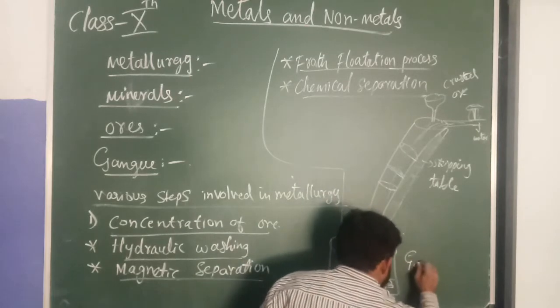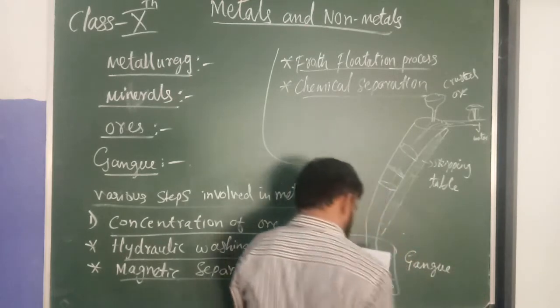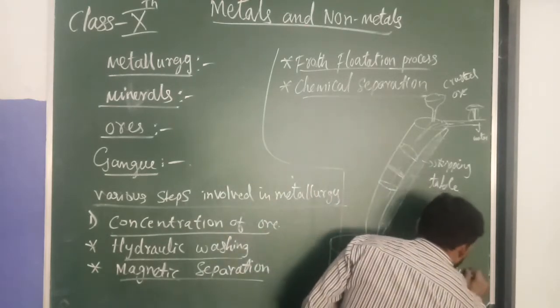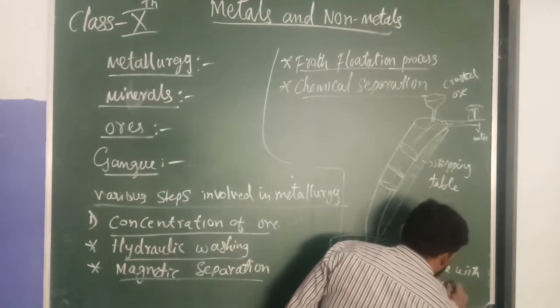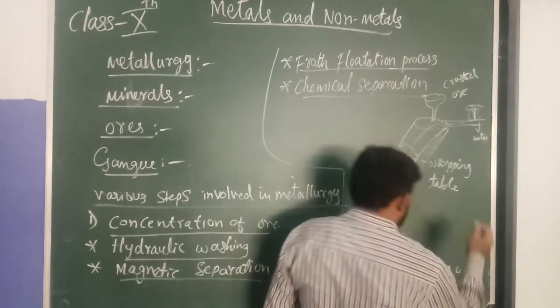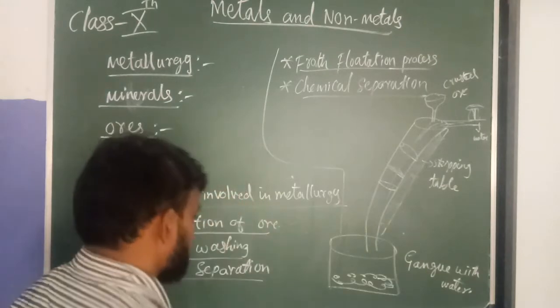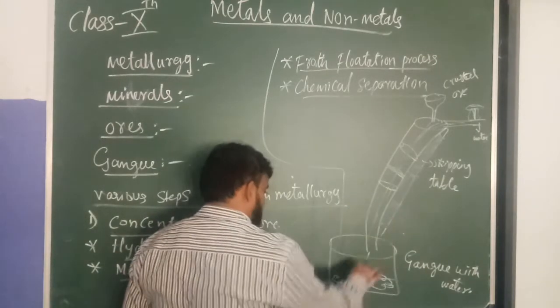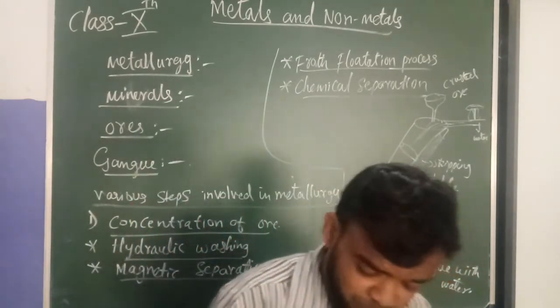Gangue with water. That is for ore. That is for gangue with water. It is passed into that and it will come down. That is repeated. I will explain once again.